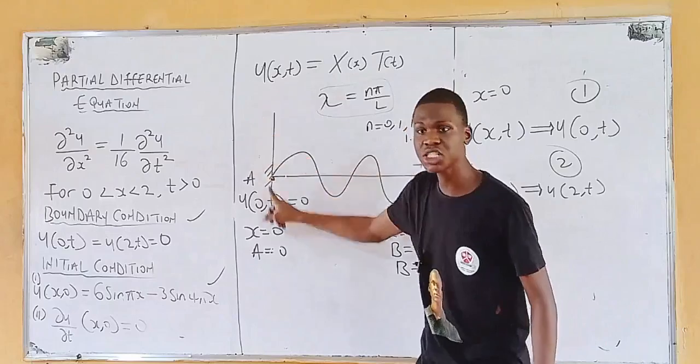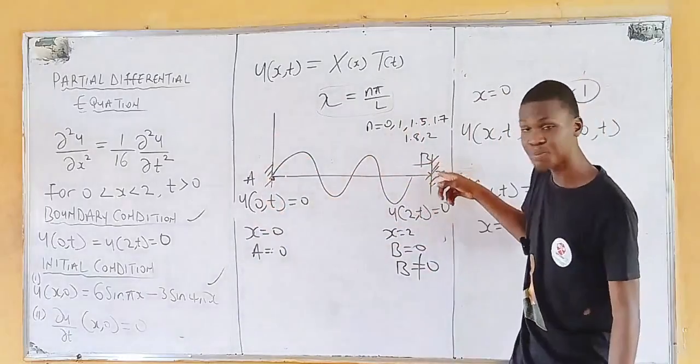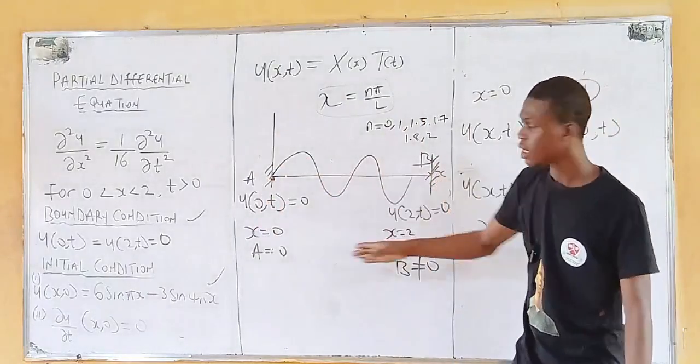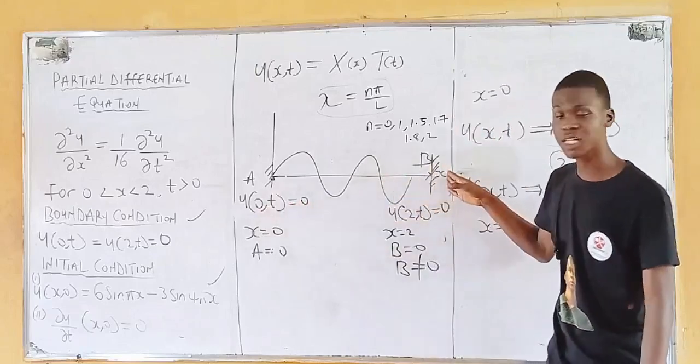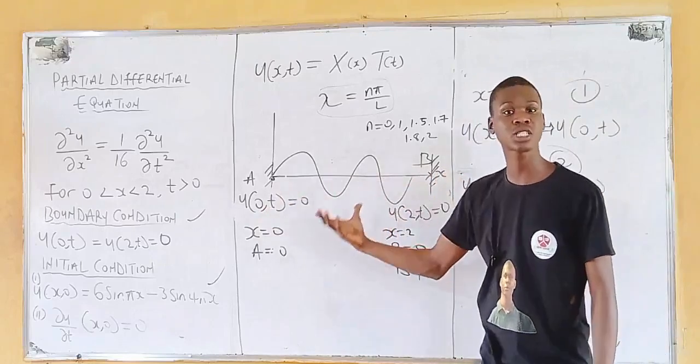Will there be oscillation at this point? No. At B, will there be oscillation? No. It is fixed. Will there be oscillation here? No. Why? Because it is fixed. Will there be oscillation here? No, it is fixed. But within the span, there will be oscillation, right?